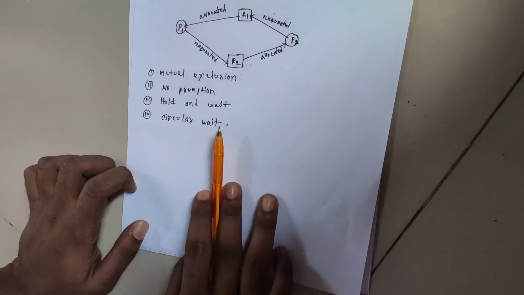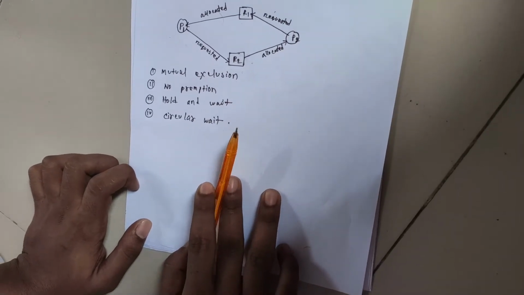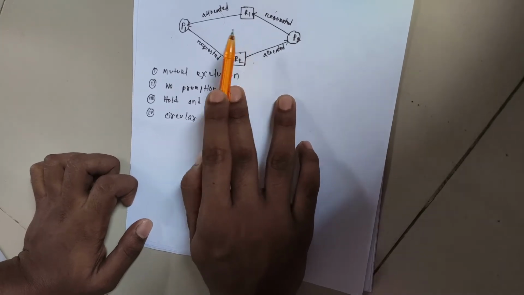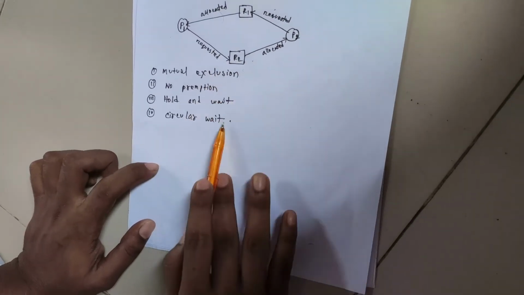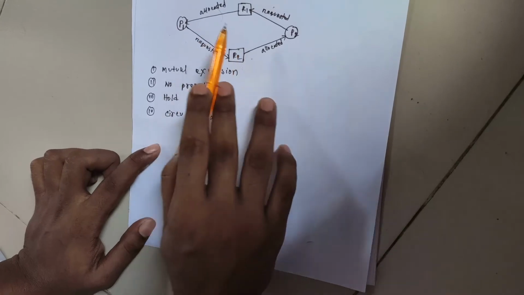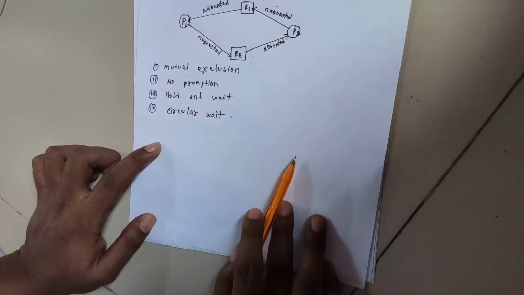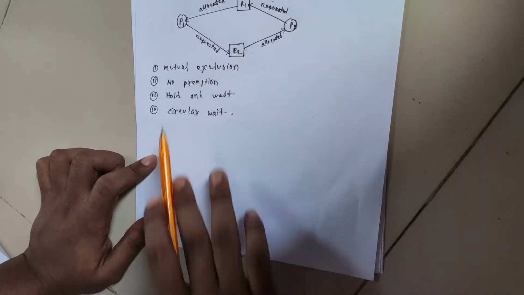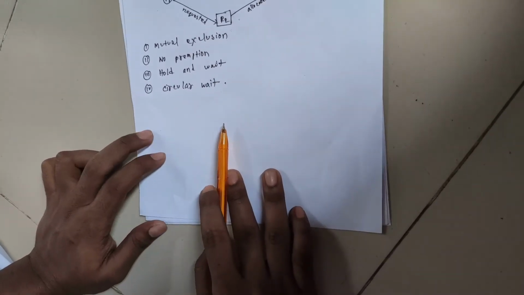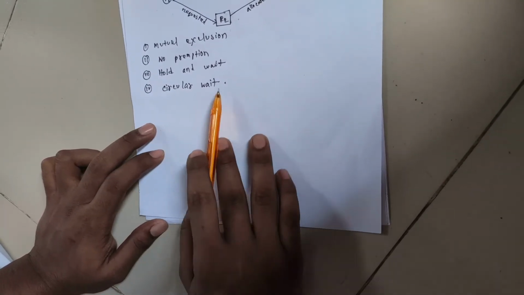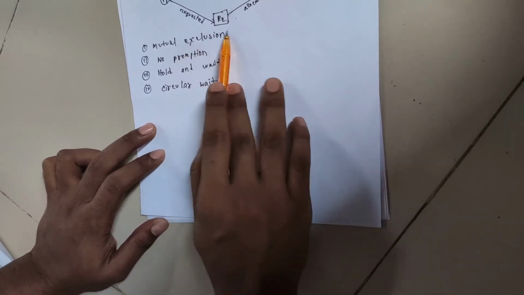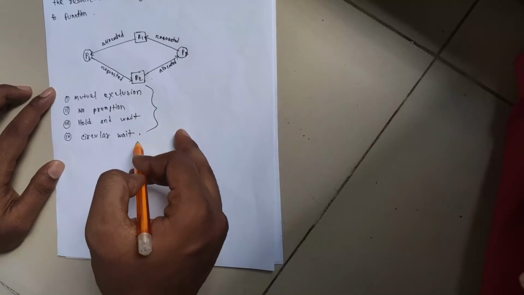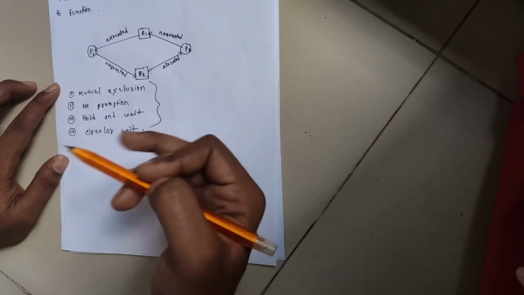If any one is broken, then deadlock cannot occur. So this is a deadlock situation because all four conditions are present here. If we want to break this deadlock situation, we have to make any one of these conditions false. So these four are the necessary conditions for a deadlock to occur.